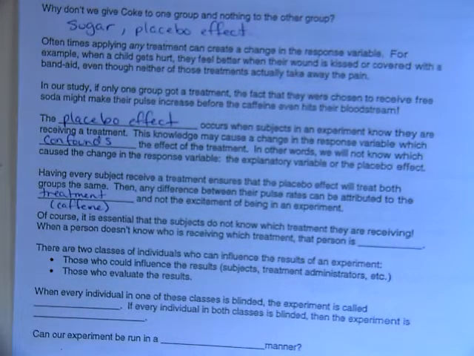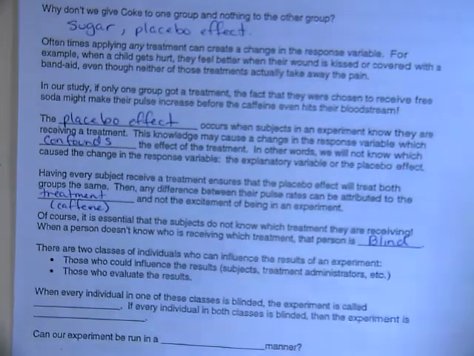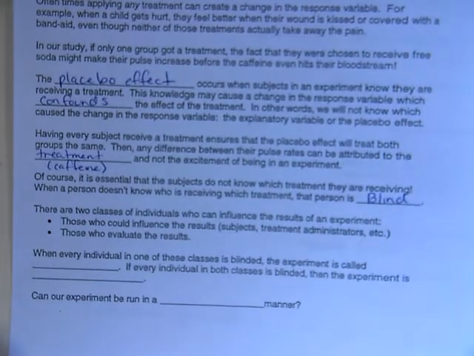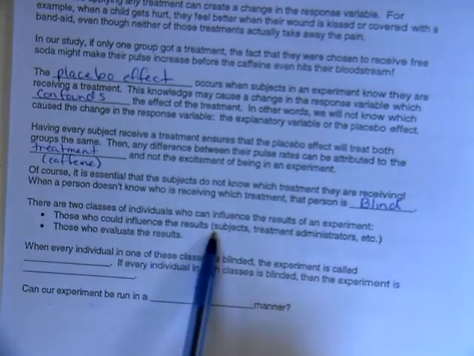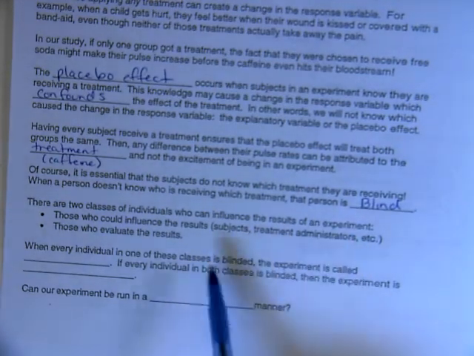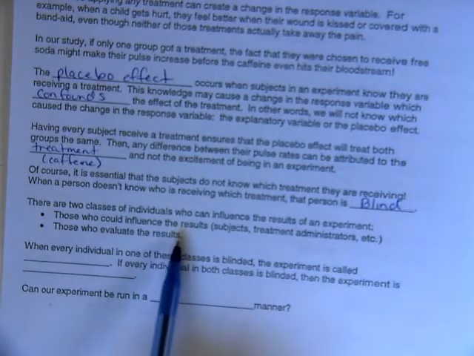Of course, it's essential that the subjects do not know which treatment they are receiving. When a person does not know who is receiving the treatment, this person is blind. So there are two classes of individuals who can influence the results of an experiment. Those who could influence the results, so the subjects and the treatment administrators, are all in one group. And those who evaluate the results are in a separate group.